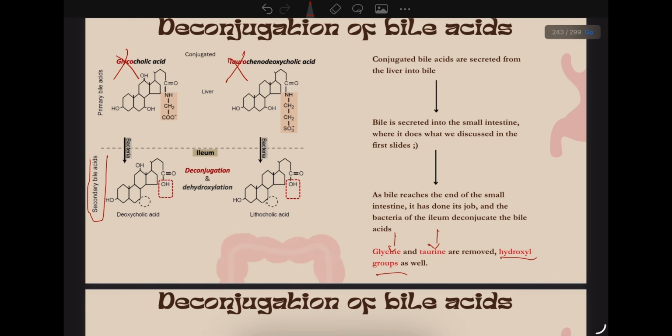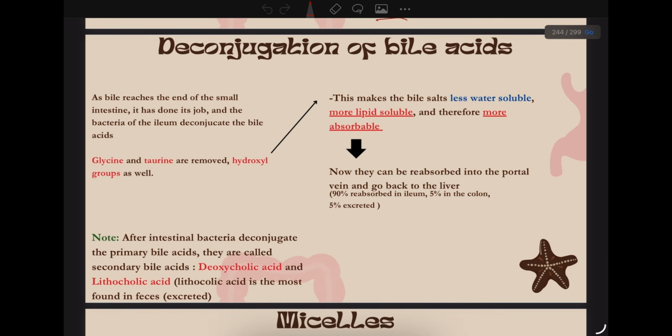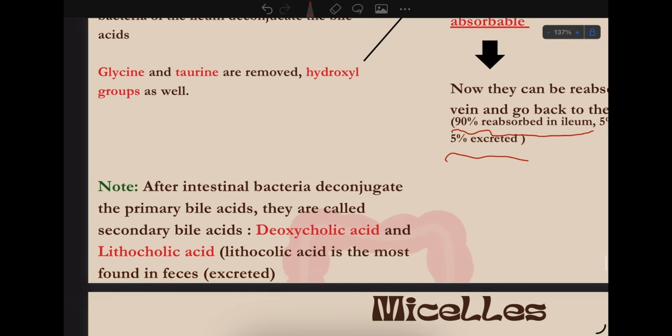Once it's deconjugated, we call it secondary bile acids. Secondary bile acids when it's deconjugated. Does that make sense? So primary, after we just made them, they are primary. Once we deconjugate them, they are secondary bile acids. Now, as we said, less water soluble, more lipid soluble, more absorbable. We will be talking about that. And I want you to know that 90% of the bile acid will be reabsorbed in ileum, and 5% in the colon, and 5% will be excreted. We have said that. And this is something that you should keep in mind.